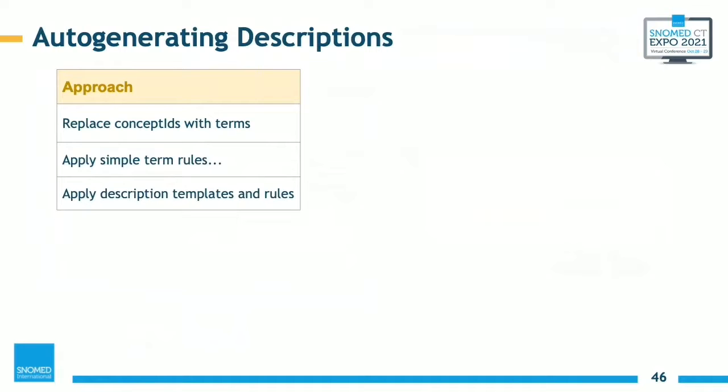So for these situations in which a new display term is required for a post-coordinated expression, there are a number of techniques that may be applied to auto-generate these. And these techniques range from very simple to more advanced. For example, a simple approach would be to just replace the concept IDs with a term, such as the preferred term in the local dialect. Another approach is to apply simple term rules for specific types of concepts. And finally, dedicated description templates and associated rules may be applied.